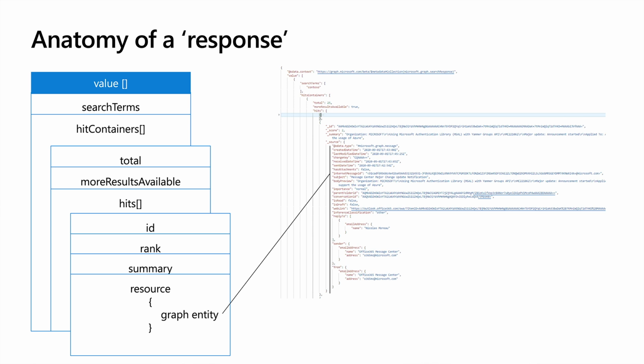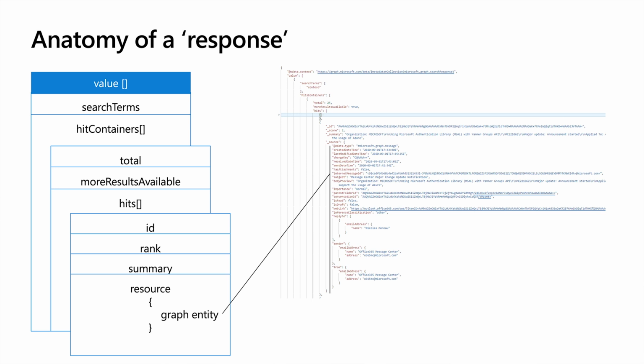Hits. This is the actual list of search results. So every search result is a hit. A search result contains three properties. The ID. This is the ID you can use to actually do a lookup. For example, this would be the ID of the drive item, the ID of the file. And you can use this ID if you want to make a lookup to fetch the file or fetch the representation of the file in the graph.